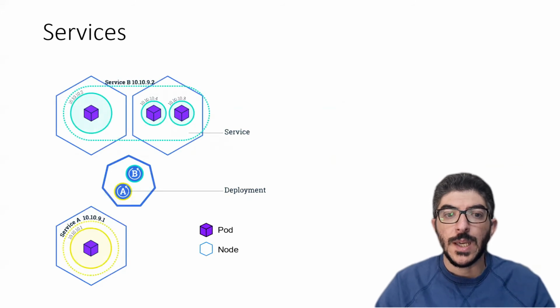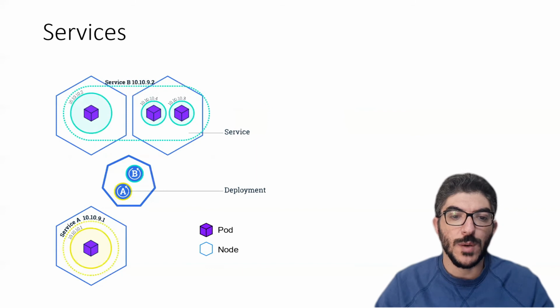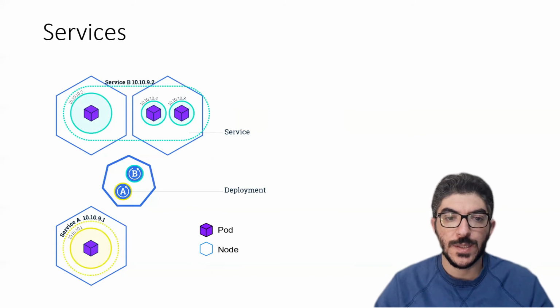A service is a named network object. It's just a network object. It's not a server on its own, but it has an IP. That's why it's called a network object. So in this case, we see service A has 1 pod, service B has 3 pods. Each individual pod has its own address, and the service itself has a different address. So the service here is acting as the load balancer. If I send a request to service B, it will route it to one of the 3 pods under service B.